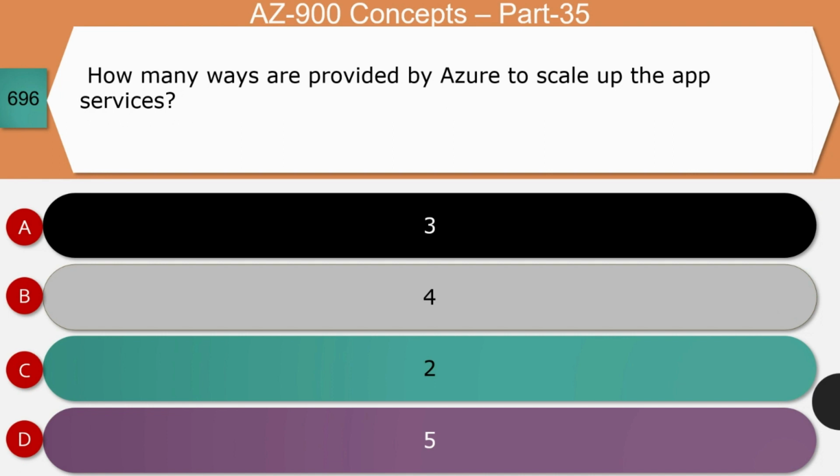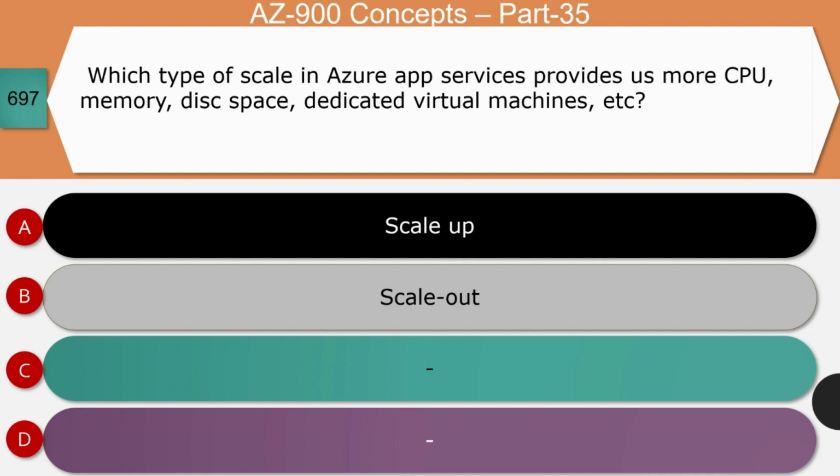Next question, how many ways are provided by Azure to scale up the application services? Is it 3, 4, 2 or 5? The right answer for this question is 2. These are nothing but scale up as well as scale out. Next question, which type of scale in Azure App Services provides us more CPU, memory, disk space, dedicated virtual machine, etc.? Is it scale up or scale out? The right answer for this question is scale up.